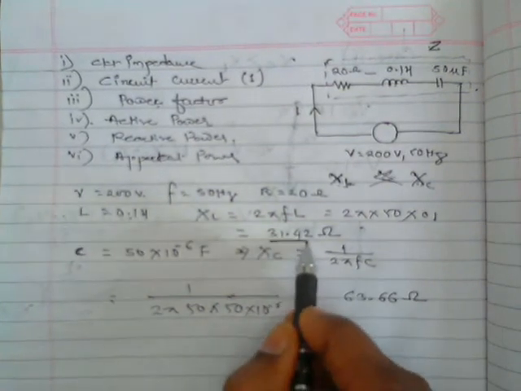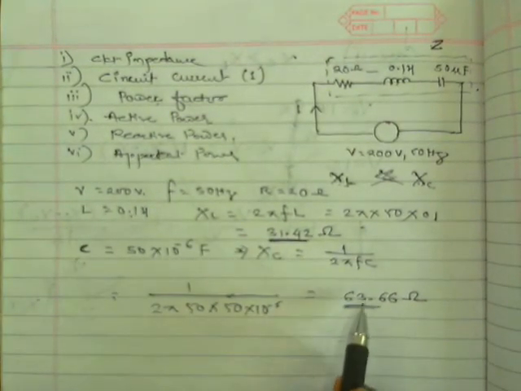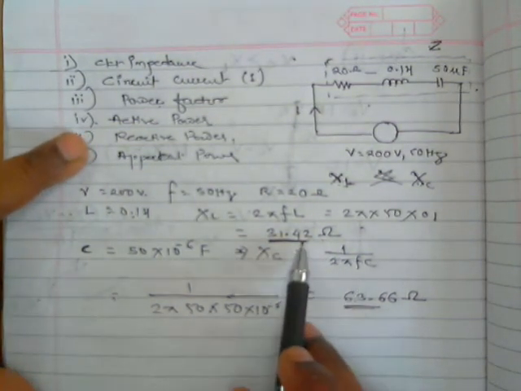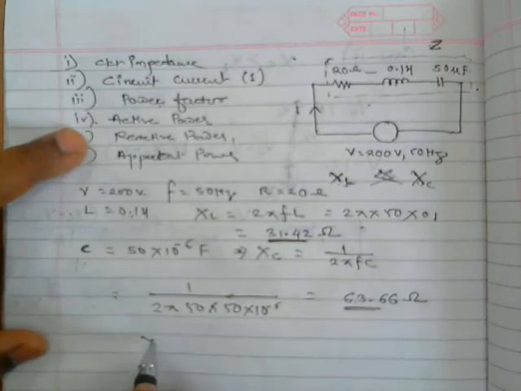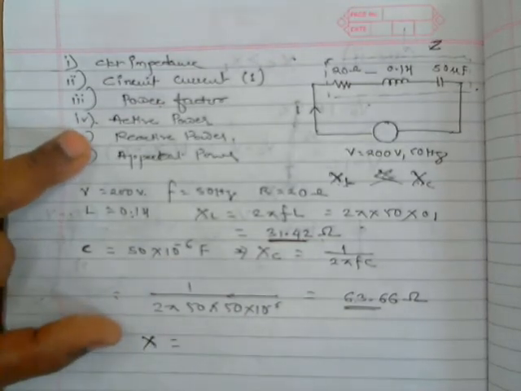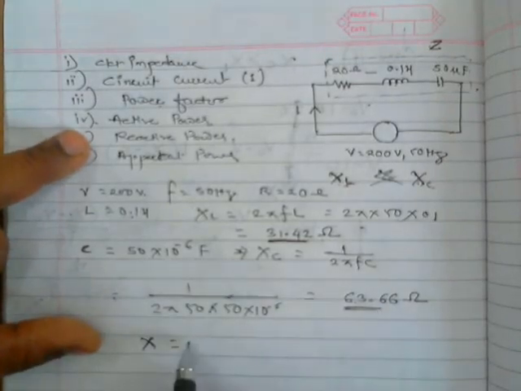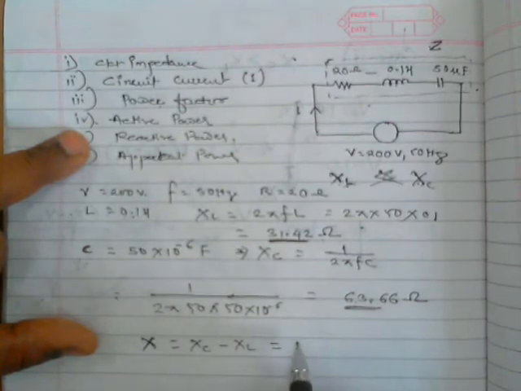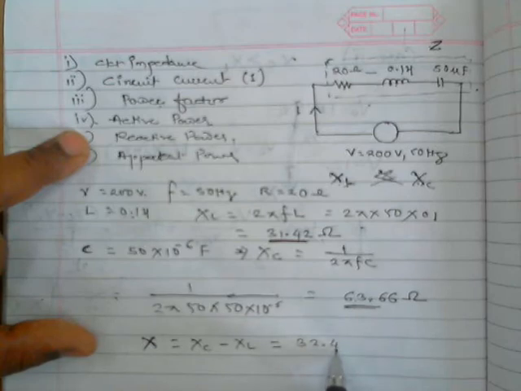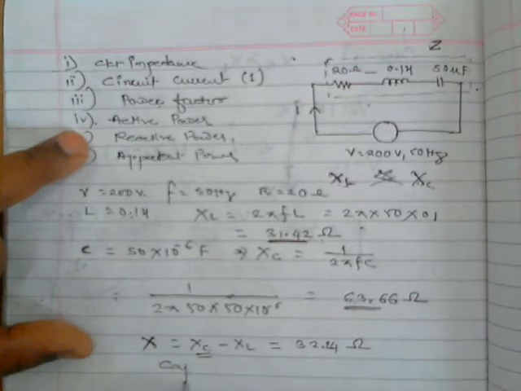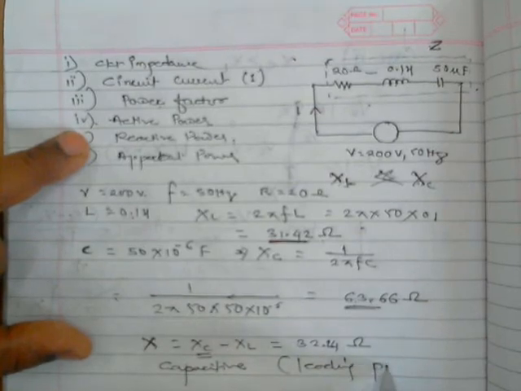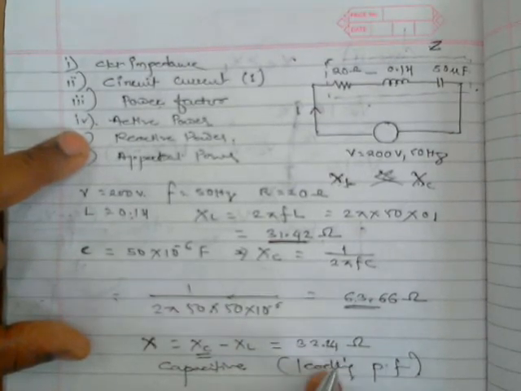So we got XL and we got XC. This is XL, this is XC. Check which value is larger, and you will come to know that XC is larger than XL. So the total reactance X equals XC minus XL, that is 63.66 minus 31.42, which comes to 32.24 ohm. And as XC is larger, the circuit is surely capacitive, meaning leading power factor. Now let's move further.